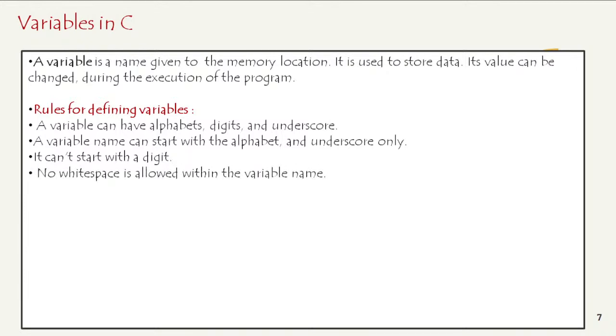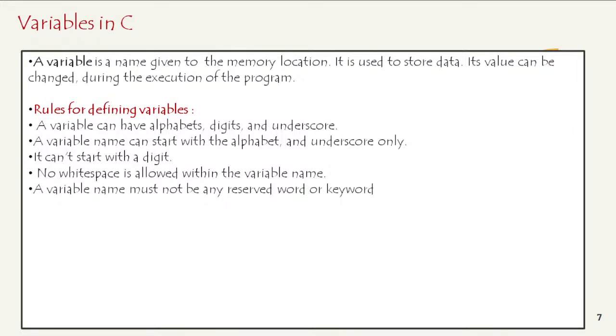No white space is allowed within a variable name. Suppose I want to give my variable name as first name, I don't need to give a gap between first and name. So I can simply write firstname combined. If I want to separate it, I can use an underscore symbol instead of white space.